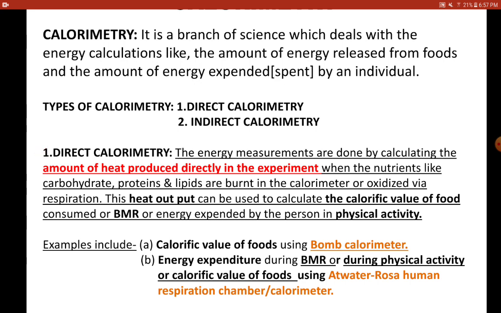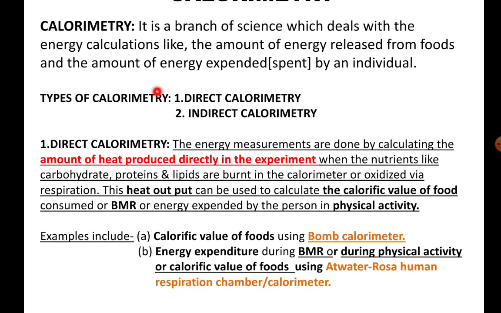Now this heat produced or output can be used to calculate the calorific value of food, or it can be used to calculate the BMR of a person, or you can also use it to calculate how much energy the person has spent in a physical activity. Now these three, calorific value of food, BMR and physical activity, are the common entities when we discuss direct calorimetry or indirect calorimetry.